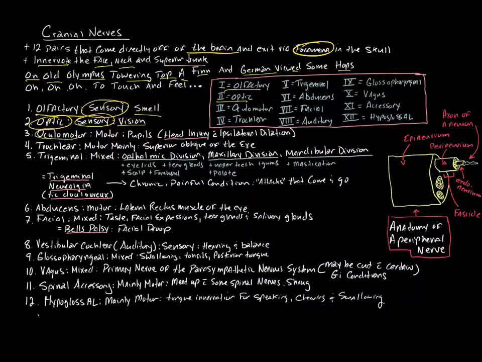The next, cranial nerve number 3, is the oculomotor, and this is primarily a motor nerve, okay, not sensory. So this is efferent. And this primarily innervates the pupils, okay? And this is the nerve that we are assessing when we use a penlight to assess the pupils, right?